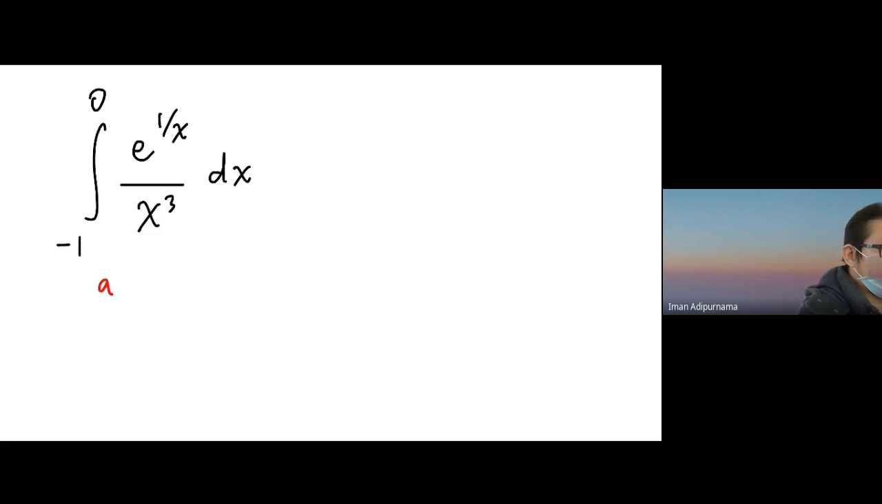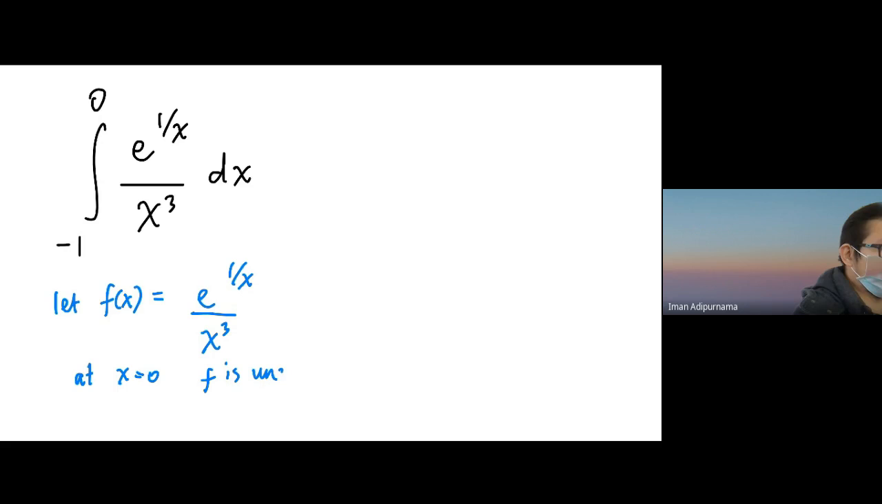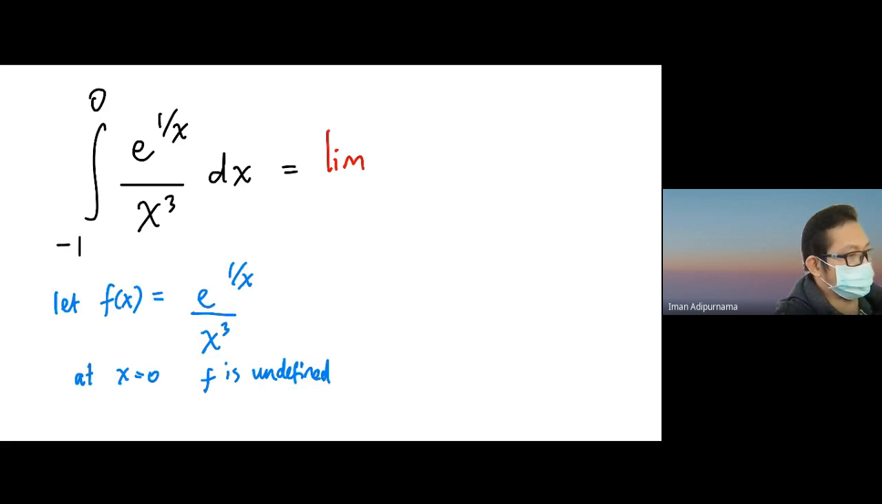At x, or maybe write first, let f of x be e to the 1 over x. At x equals 0, f is undefined. You can write that, or if you want, you can directly write down the limit, because when x is 0 it will be undefined. So the limit from the right or the left, right? Because it has -1, we can say t approaching 0 from the left.